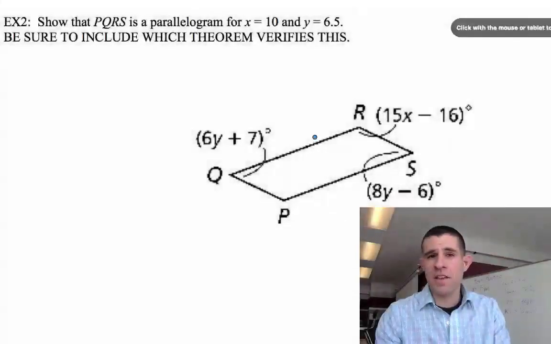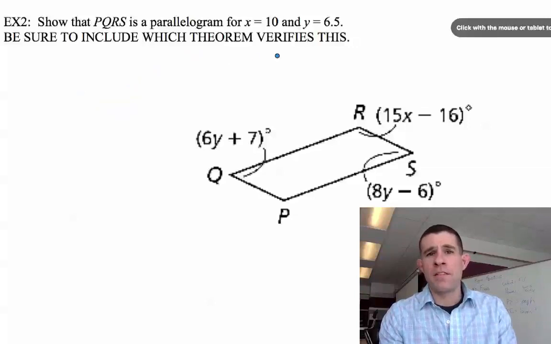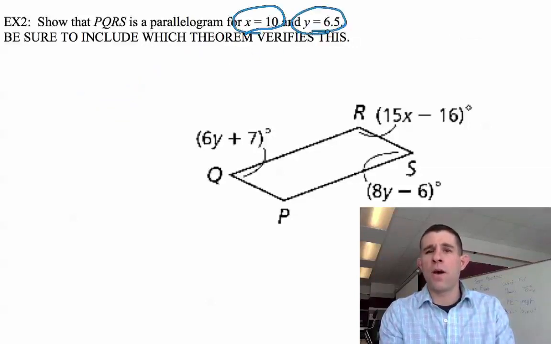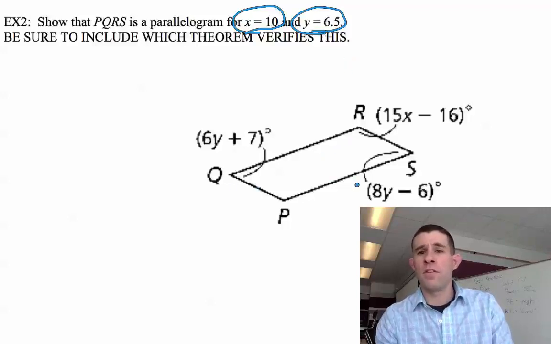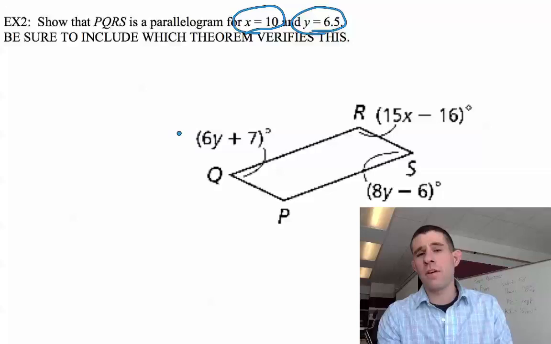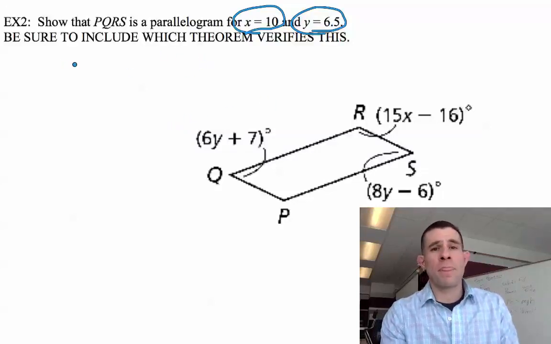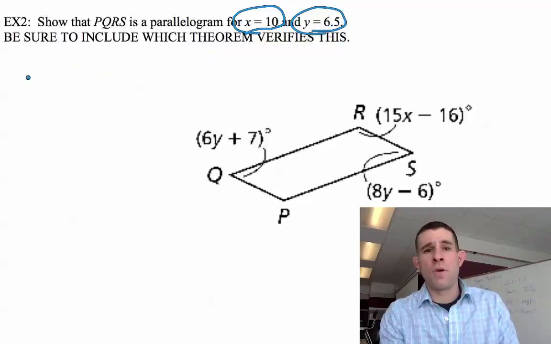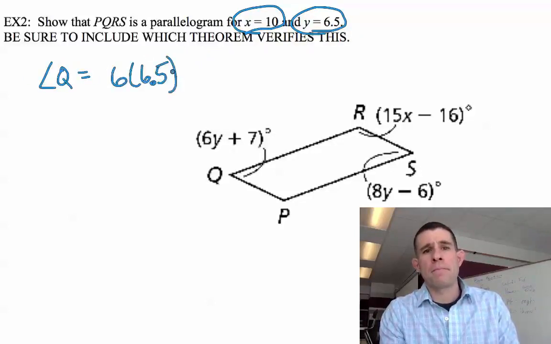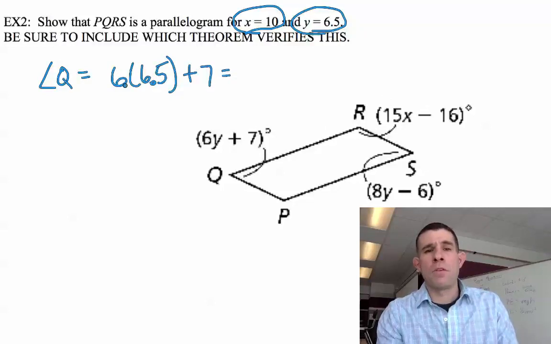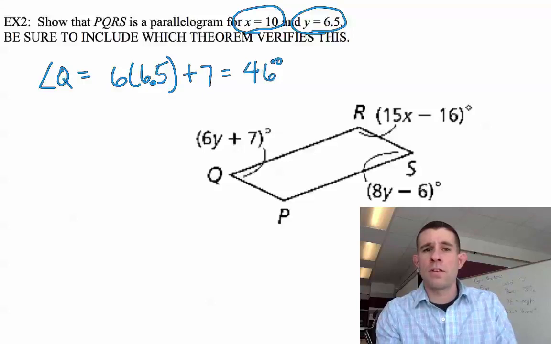All right, in our next example, we're asked to verify that this is a parallelogram when the value for x is 10 and the value for y is 6.5. So if you notice here in our diagram, we have the angle measures for Q, R, and S. So let's find out what their measures are, and then we'll be able to tell if it's a parallelogram or not. So let's substitute the value in for y here for angle Q. When we do 6 times 6.5 plus 7, we're going to end up with 46 degrees.